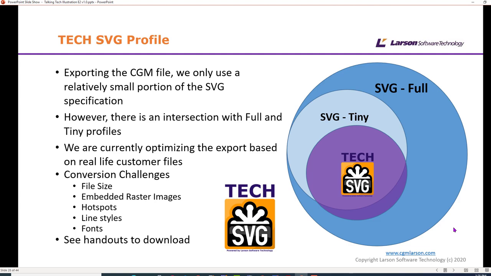So when you're working, say, in one of the pieces of software and you save a CGM as an SVG, the hotspot is actually embedded in a consistent way, which could be read in a viewer very easily. We also have a profile that you can go onto our website and download. The Tech SVG profile, you can get it under the support section on our website.